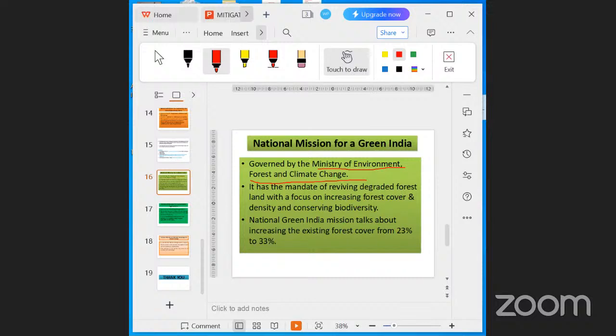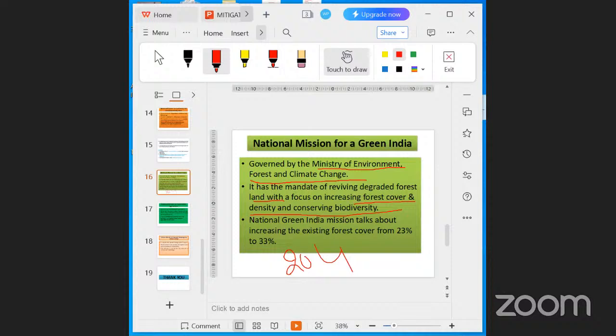It has been mandated with reviving degraded forest land, with a focus on increasing forest cover and density and conserving biodiversity. It works towards reducing fragmentation of forests, enhancing public-private partnerships for plantations, and improving schemes based on joint forest management, etc. Right? In 2024, the Ministry of Environment and Forests got the go-ahead from the cabinet to work on this.